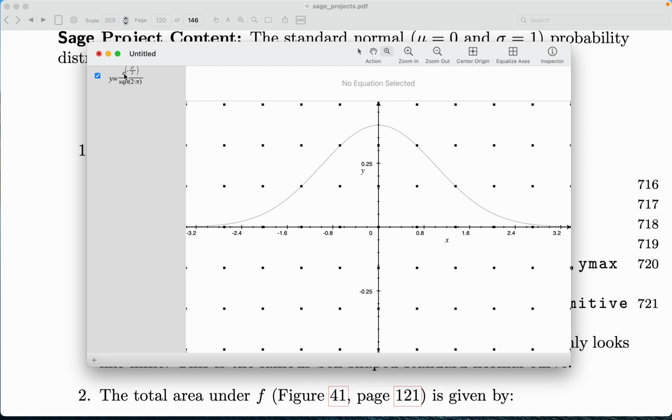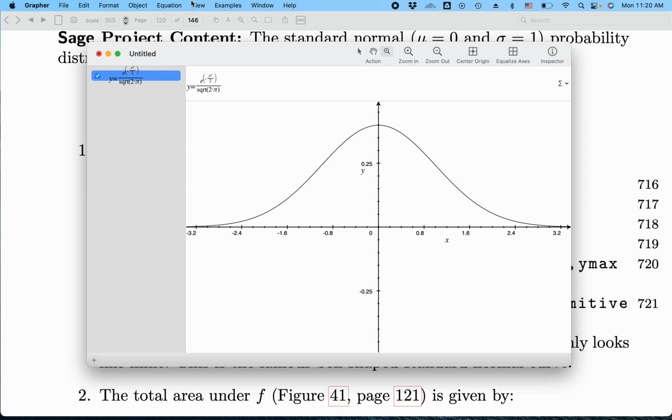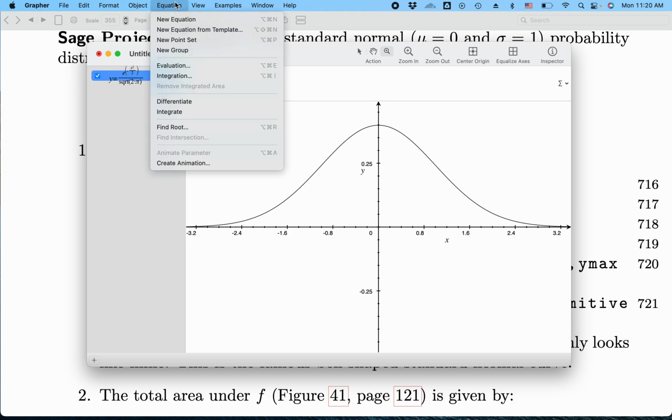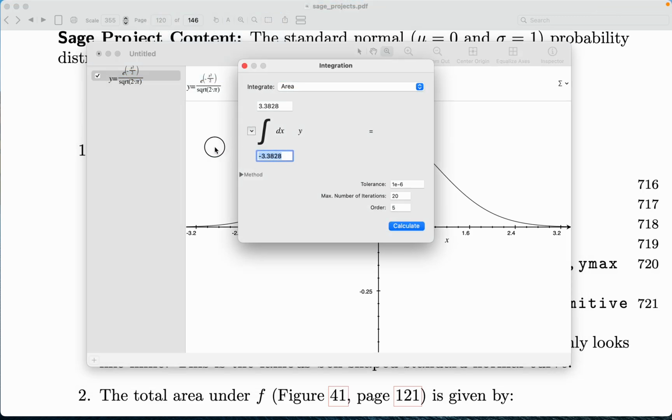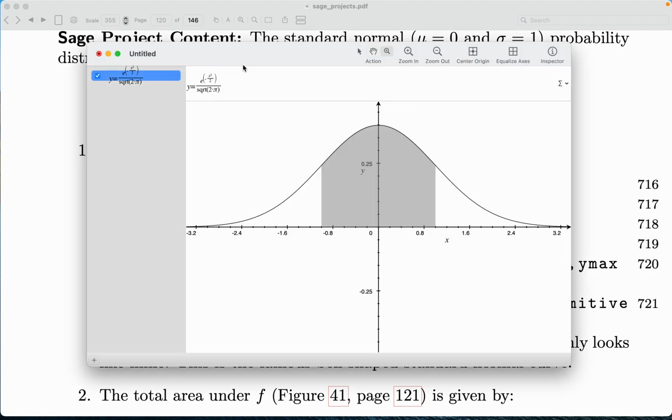I'm going to select this thing. Grapher is a really nice application. I want to integrate between -1 and 1, and calculate. What do I get? 68.27. I hope you're seeing that. It's really easy to do that, and it gives you a nice little shaded region over here.